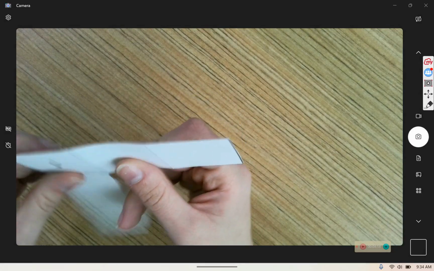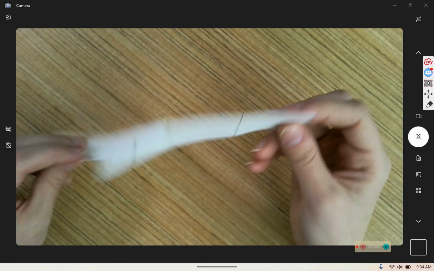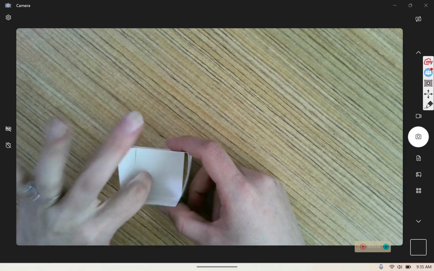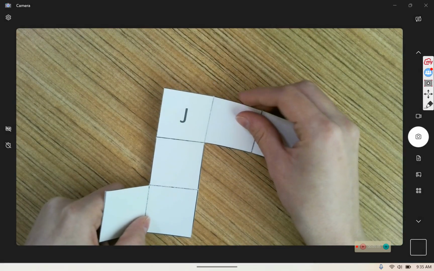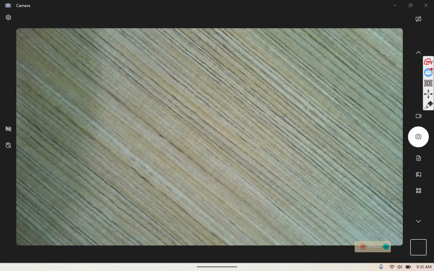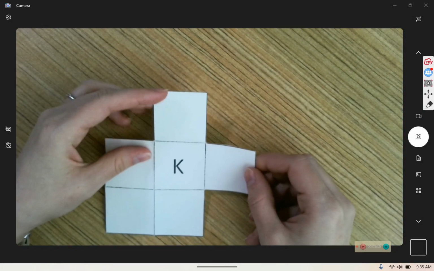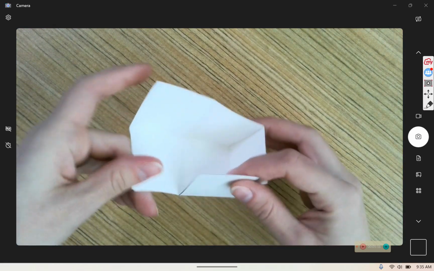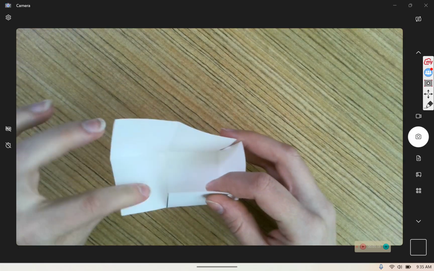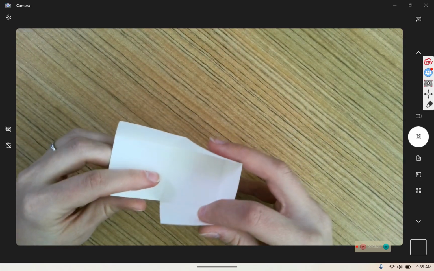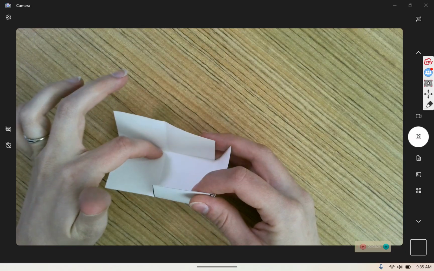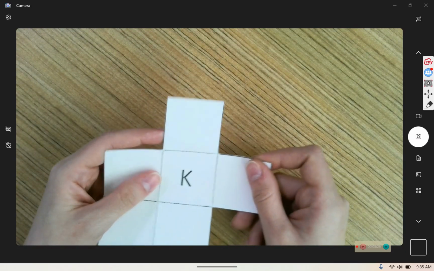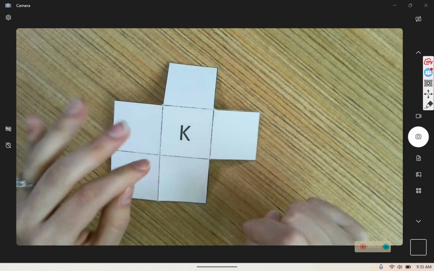J. J overlaps in the back and leaves the top open, so J does not create a cube. K. Okay, this piece can't be folded because there's no empty piece there. Even if we were to slice along this edge, it would fold up and then this piece would overlap, but the top would not be filled. So K cannot be created to form a cube.